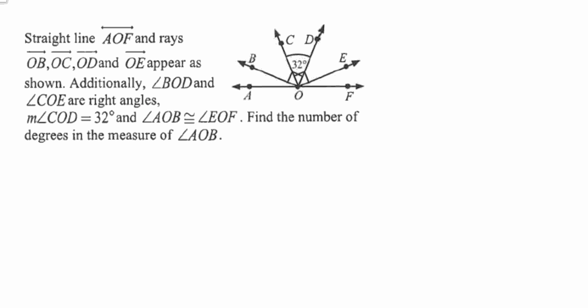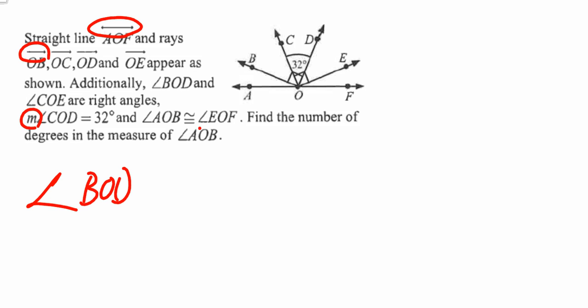This one here, a lot of language written in this part. This symbol here means angle. So angle BOD means the angle that is formed from B to O to D. This means the measurement of angle COD. And then this is a line symbolism, and these are symbolisms for rays. So I think some of you are a bit confused on that. This means that they are congruent, which means that they are equal.